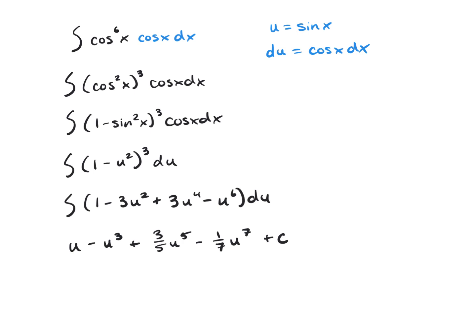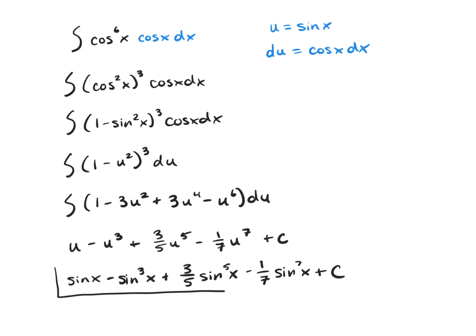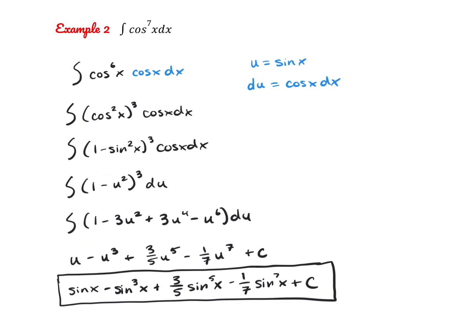And then we just substitute back for u. So we have sine of x minus sine cubed of x plus 3/5 sine to the 5th of x, then minus 1/7 sine to the 7th of x plus c, our constant of integration, and that is our general antiderivative.